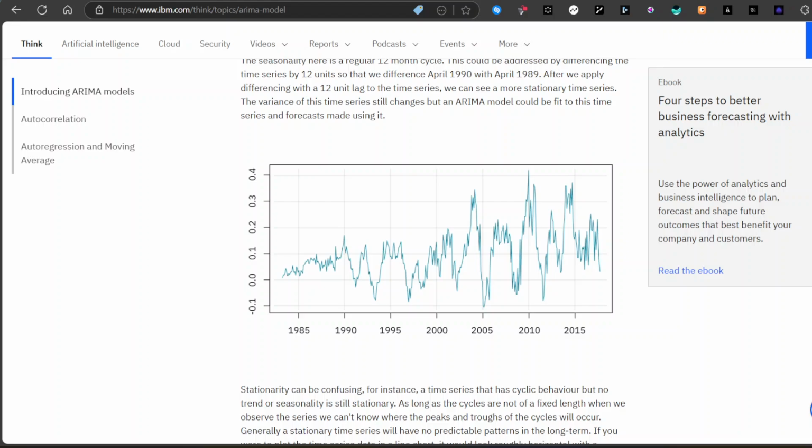Now, moving on to the integrated aspect, the focus here is on stationarity. Stationarity means that the statistical properties of the data, such as the mean and variance, remain consistent over time. Many time series, especially in financial markets, are non-stationary due to trends or seasonality.